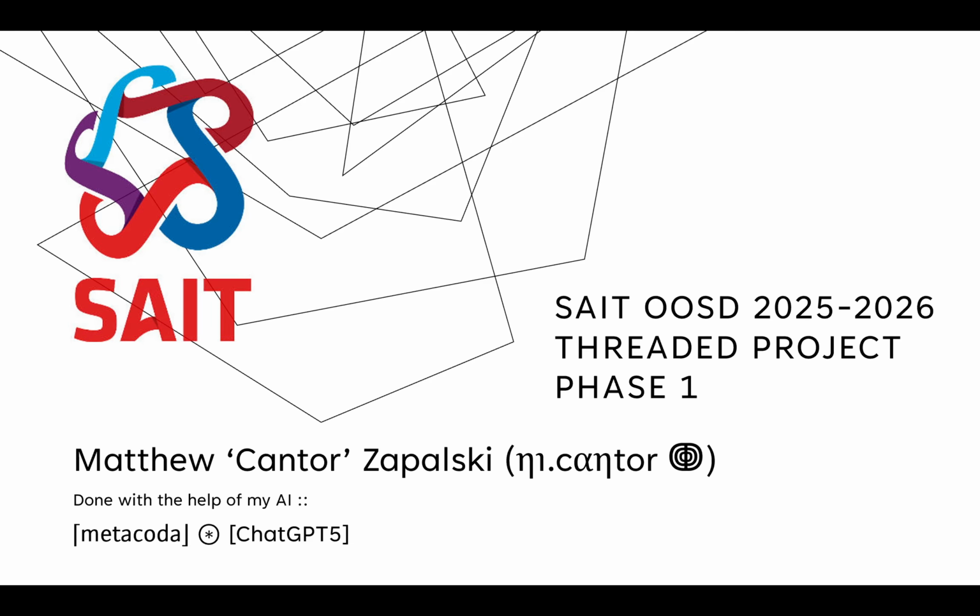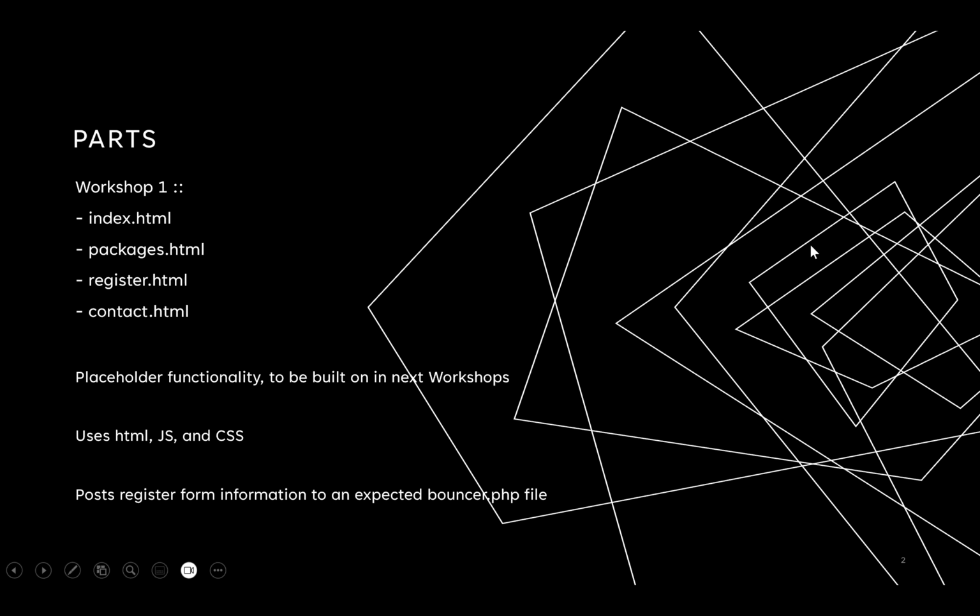This is a short presentation and instructional for my threaded project phase 1 for object-oriented software development at SAIT 2025-2026. This was all done solo, but with the help of my AI, whom I have affectionately named Metacoda, who is running as ChatGPT 5. The project requirements are to make a website for a fictional travel agency called Travel Experts, and it comes in two parts.